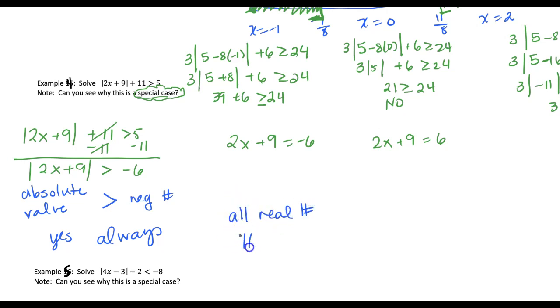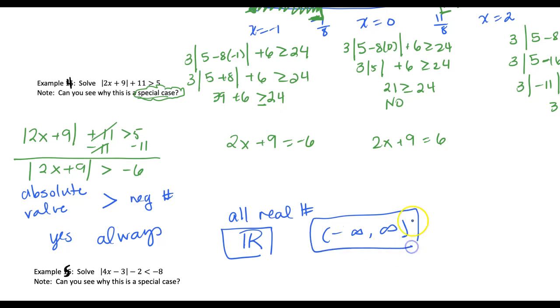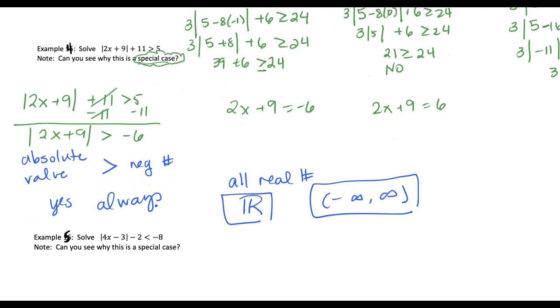So we could write that using the real number symbol, or in interval notation, it would be negative infinity to infinity. So because I noticed this was a special case where we had an absolute value we were comparing with a negative, I could think through the process of whether it was true or not true. And in this case, an absolute value is always greater than a negative. Let's take a look at example 5.